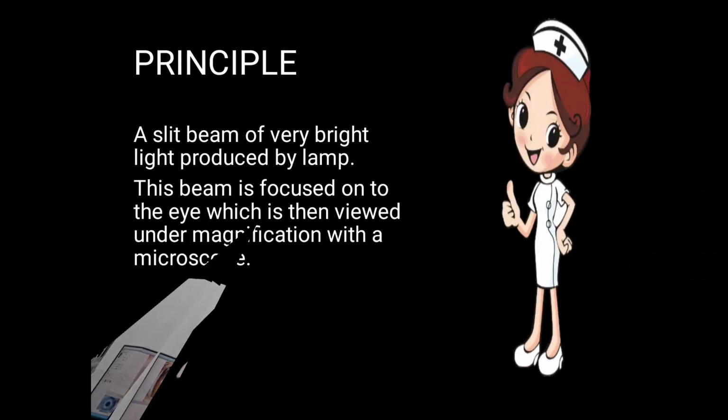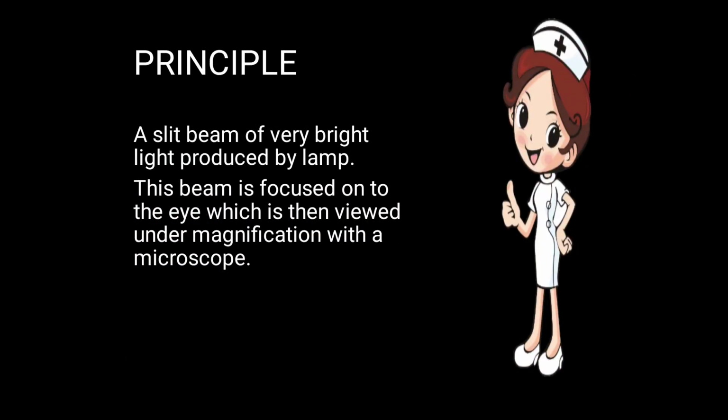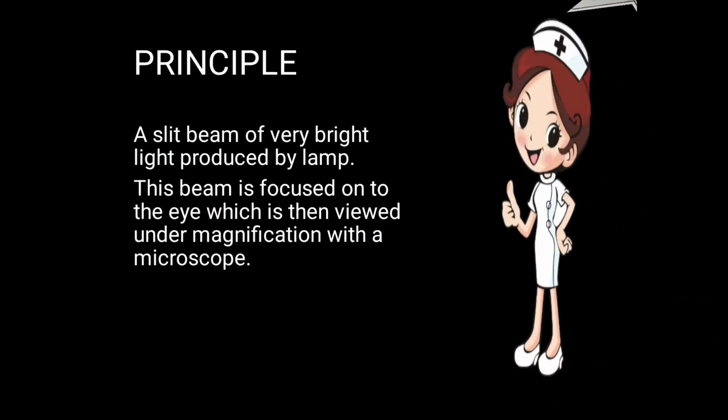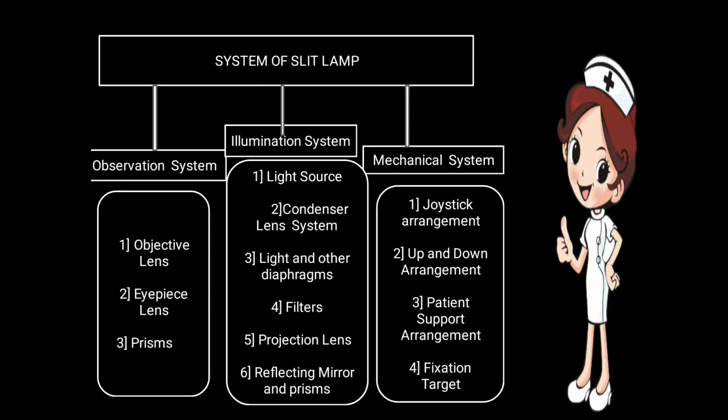Next one is the principle. A slit beam of very bright light is produced by the lamp. A lamp is placed inside through which a slit of light comes. We can change the shape and the size of the slit. This beam is focused onto the eye, which is then viewed under magnification with a microscope, so one can perceive the image of the patient's eye.